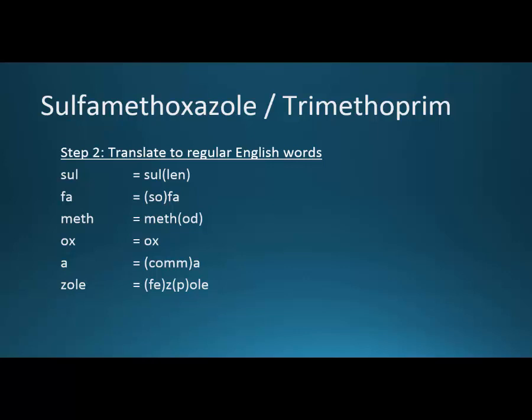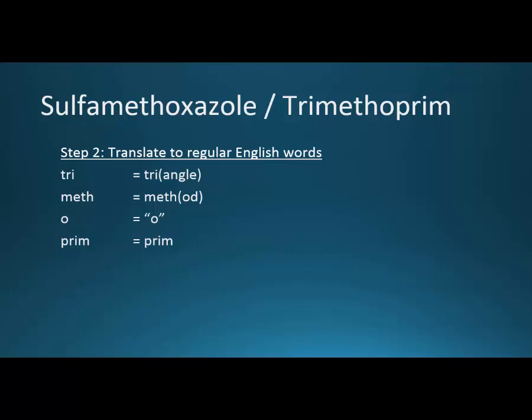I had to put together because there's no zol unless you're using azole from organic chemistry. And I did the same thing with trimethoprim. So triangle, method, O, prim, tri, meth, O, prim, trimethoprim. And what this does, it allows you to have this kind of cascade from the words to the syllables to then the entire word all at once. 1, 2, 3.